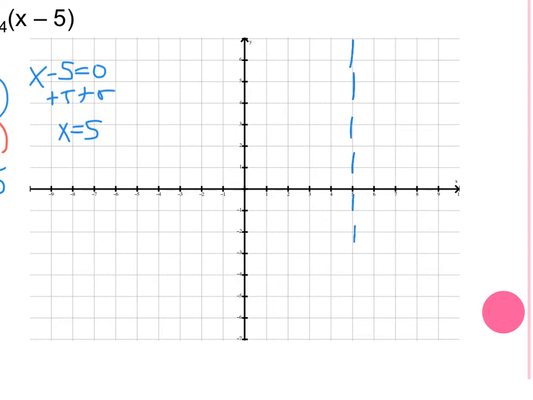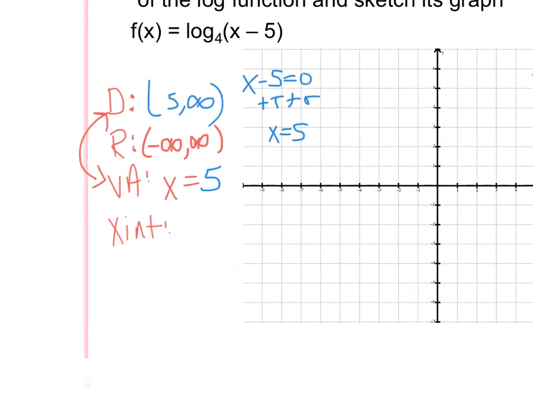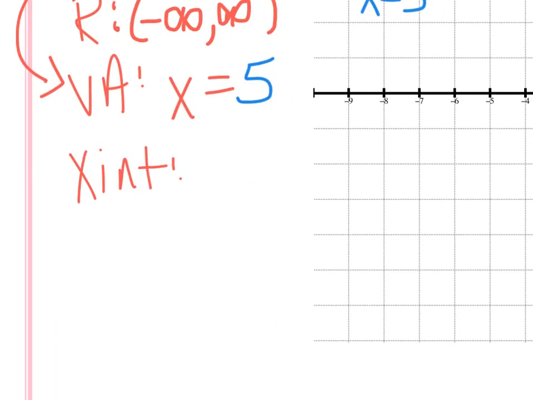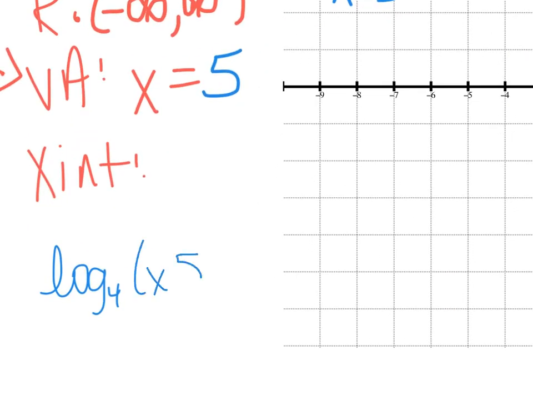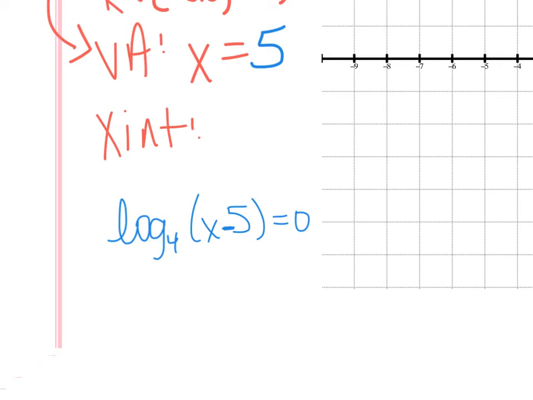There's my asymptote. Now, to find the x-intercept, how do you find x-intercepts? You plug in 0 for y. So I have log base 4 of x minus 5 equals 0. Now, to solve any equation, use inverse operations, correct? If it said 5 times x, you would divide both sides by 5. If it said 5 plus x, you'd subtract. What is the opposite or inverse of log base 4? The exponential.